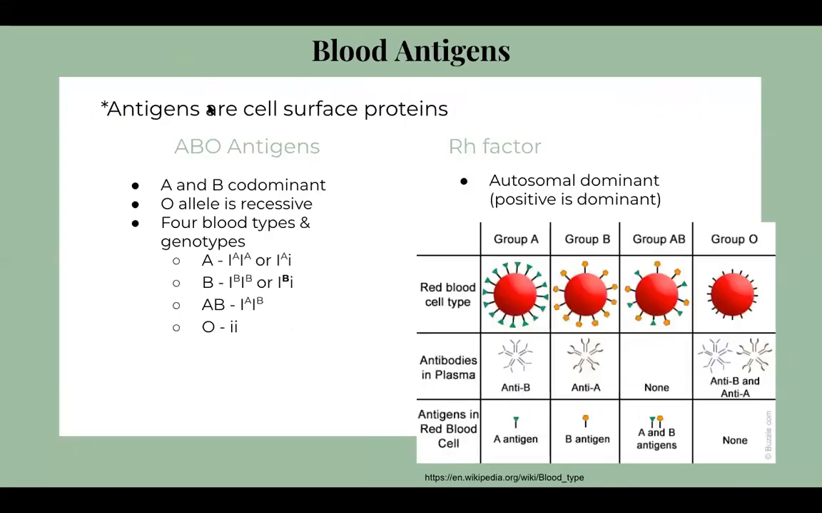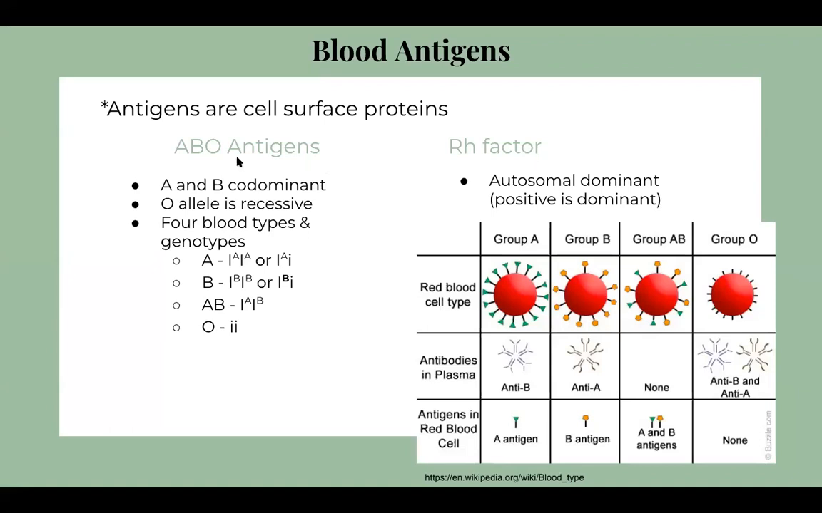All right. So next thing to discuss when we talk about blood are blood types. Blood is categorized by the antigens that we have in our blood. Antigens are proteins on the cellular surface. There are two different types of antigens: the ABO antigens, and the Rh factor.